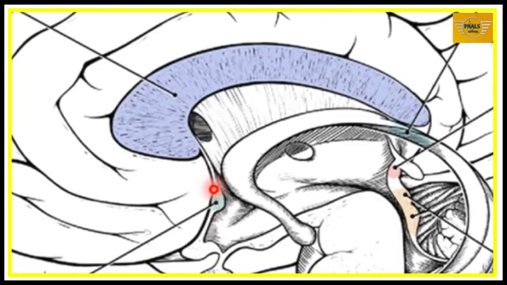Here is the lamina terminalis. And here is the anterior commissure lying behind it. Now, it runs transversely in front of the anterior column of the fornix.